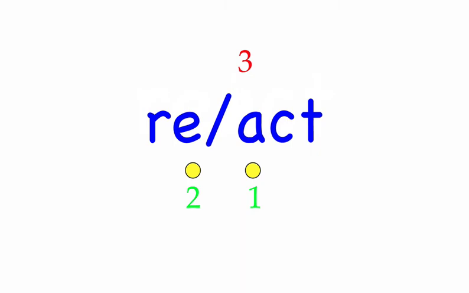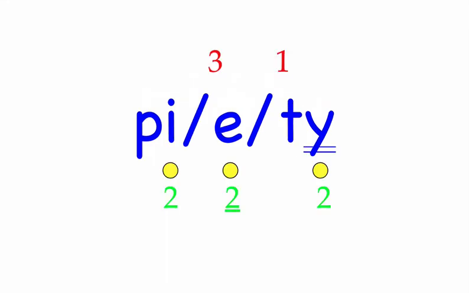Piety. He shows great piety when he is in church. Pi has 2 sounds. P, I. E, 1 sound. Ty, 2 sounds. T, E. Piety. Mark the word.